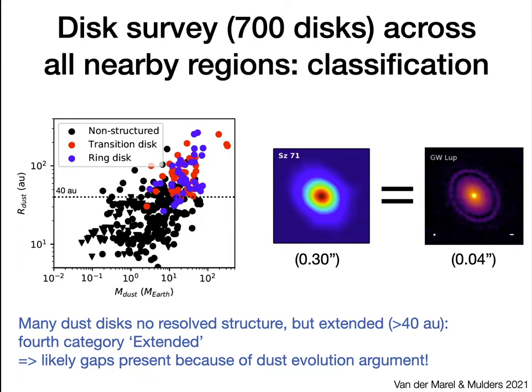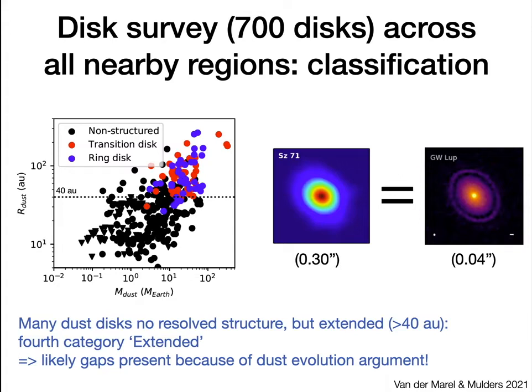Just as an example, there's this disk that was first imaged at 0.3 arcsecond resolution, which just showed that it's rather extended. But at high resolution, it clearly has multiple gaps in the dust distribution. So for the purpose of this study, we are making the assumption that disks that are extended, meaning more than 40 AU in size, can be classified in a fourth category called extended disks. And those extended disks very likely contain gaps and rings as well, simply because there is no way that the dust can be spread out over such large radii without having these pressure bumps. So this is essentially a dust evolution argument to make this assumption.